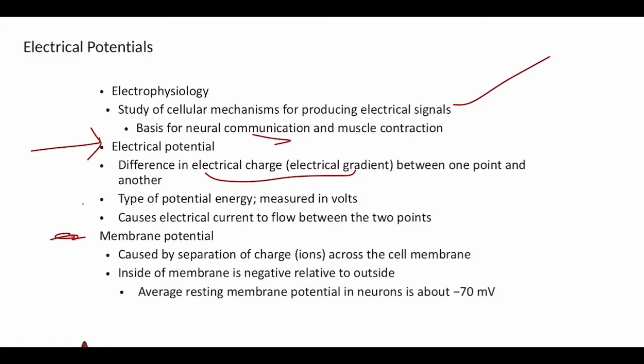It means the membrane has to be ready to send that signal. So we look at it as being caused by the separation of charge between the ions. There have to be some positive ions on one side and some negative ions on the other, something that's really tense. So when we disrupt it, we can send a wave, a pulse of these ions streaming across the membrane. Inside the membrane, it's always going to be negative relative to the outside. The average resting membrane potential is about negative 70 millivolts, because these cells are small.